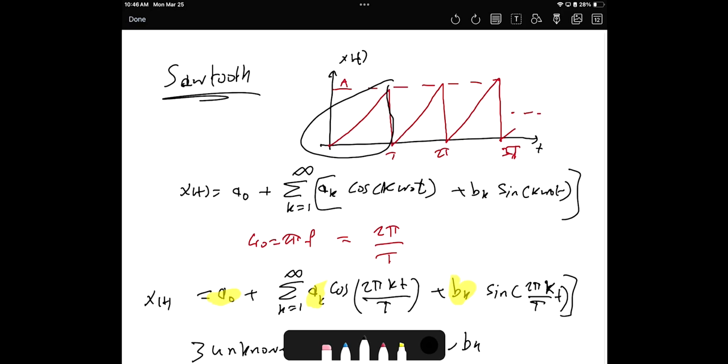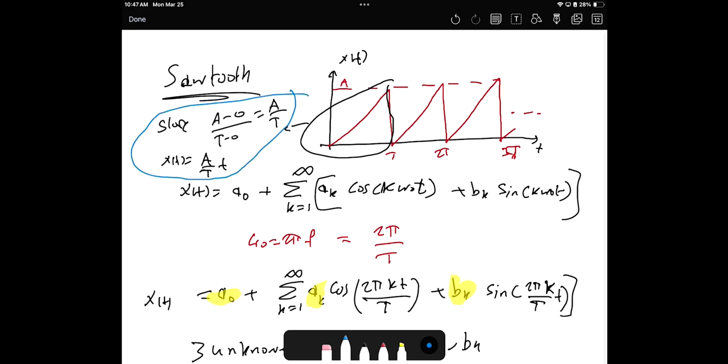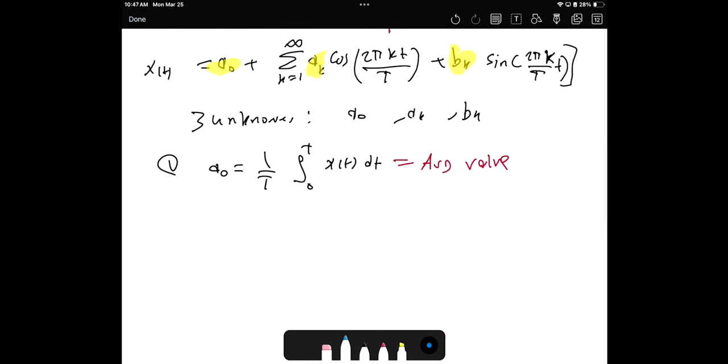So basically, to find the equation, we need the slope. The slope here is A minus 0 over T minus 0, so it will be A over T. Therefore, we can say x of t equals A over T times t. Okay? This is only during one period. So we can substitute this here. It will be 1 over T, the integral from 0 to T, of A over T times t dt.